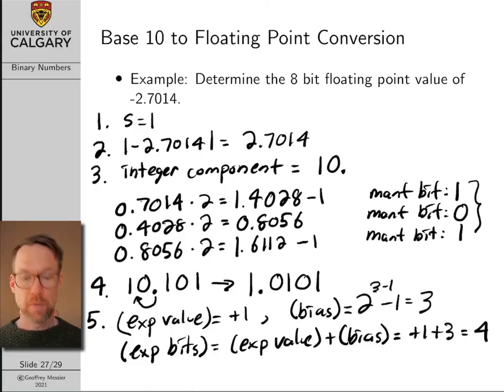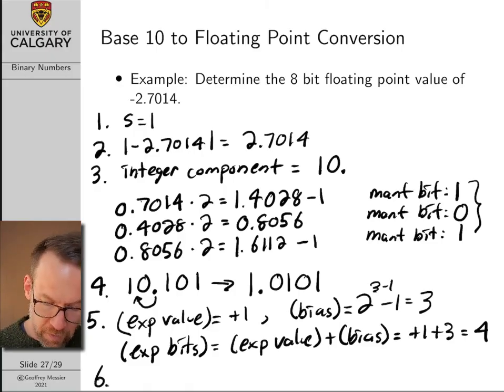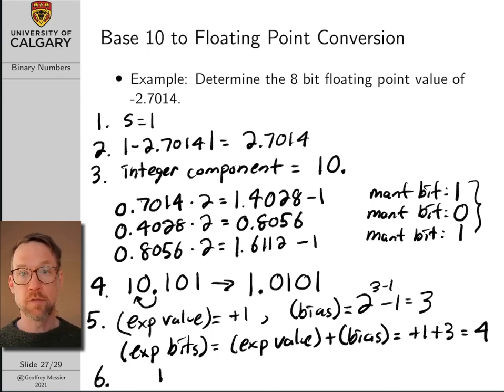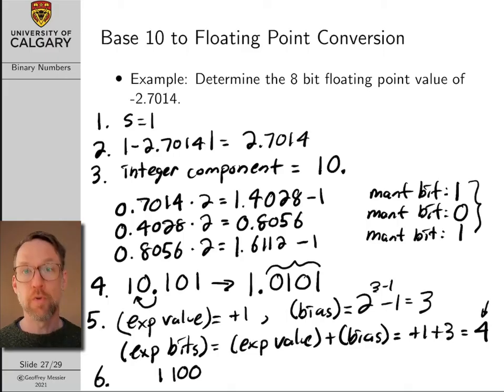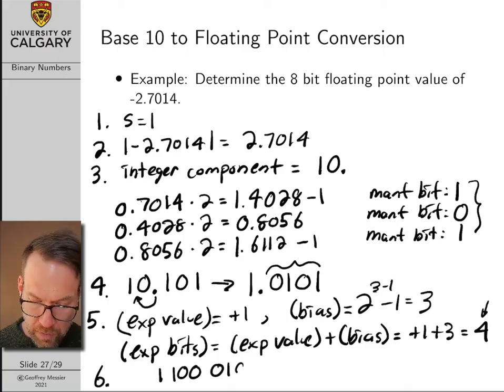And so our final floating point number then is 1, because we have a negative number. Our 3 exponent bits need to represent the number 4, so we have 1, 0, 0. And then our 4 mantissa bits are the 4 bits to the right of the decimal point, or 0, 1, 0, 1.